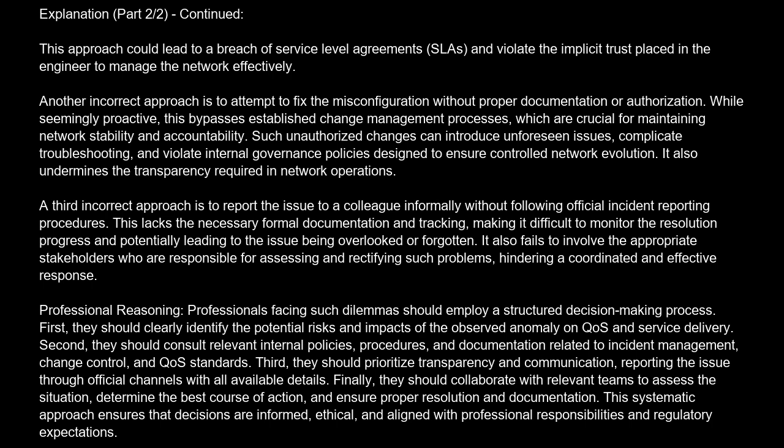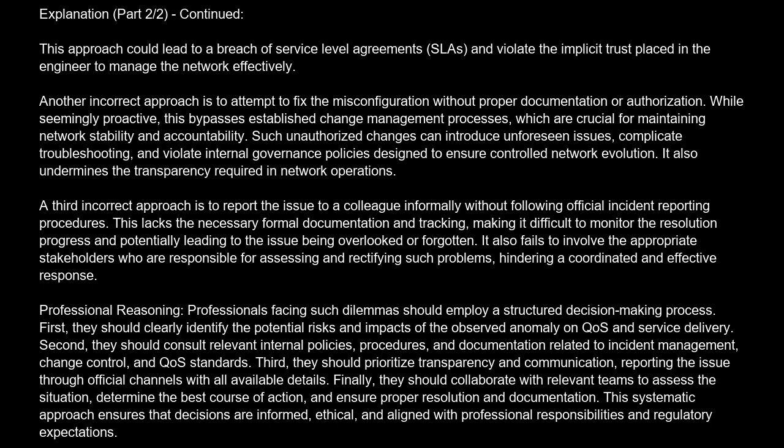A third incorrect approach is to report the issue to a colleague informally without following official incident reporting procedures. This lacks the necessary formal documentation and tracking, making it difficult to monitor the resolution progress and potentially leading to the issue being overlooked or forgotten. It also fails to involve the appropriate stakeholders who are responsible for assessing and rectifying such problems, hindering a coordinated and effective response. Professional reasoning.